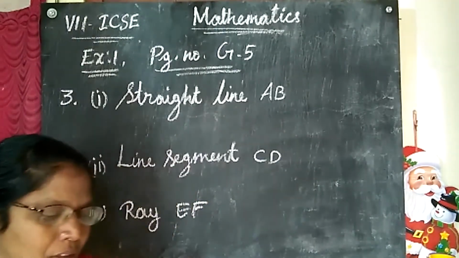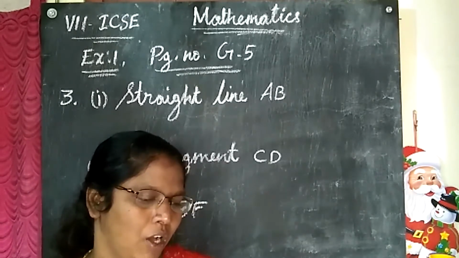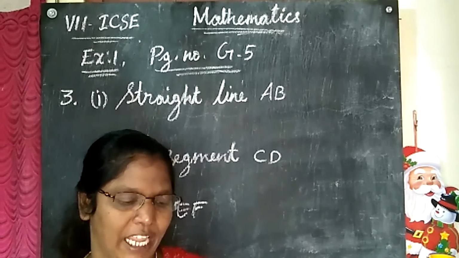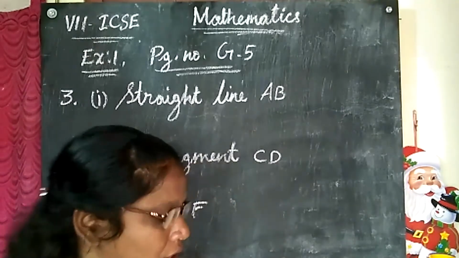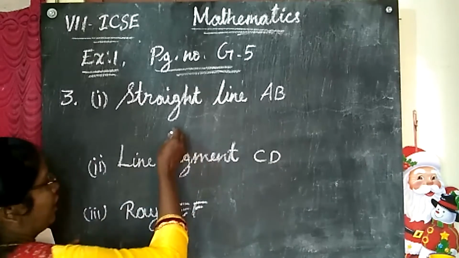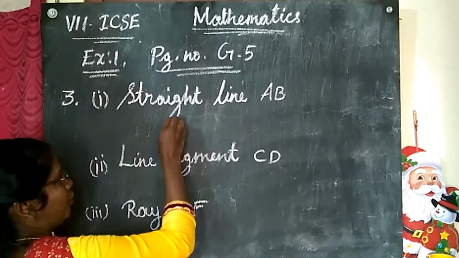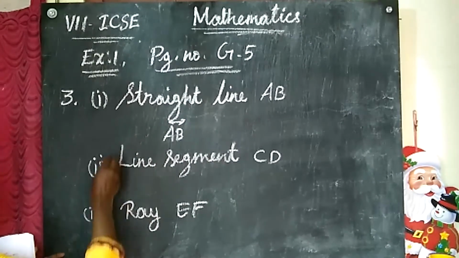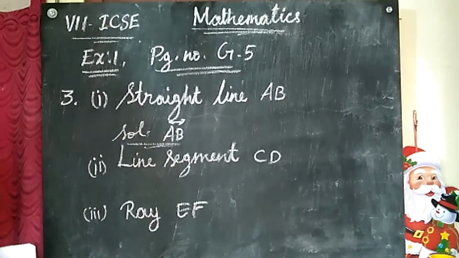Next, third one. Look at your book. How would you denote the following? First one, straight line AB; second one, line segment CD; third one, ray EF. How to denote the straight line? AB you write, and straight line means what? One line, two sides will be having arrow mark, no endpoint for that. Okay, this is the answer solution for that.